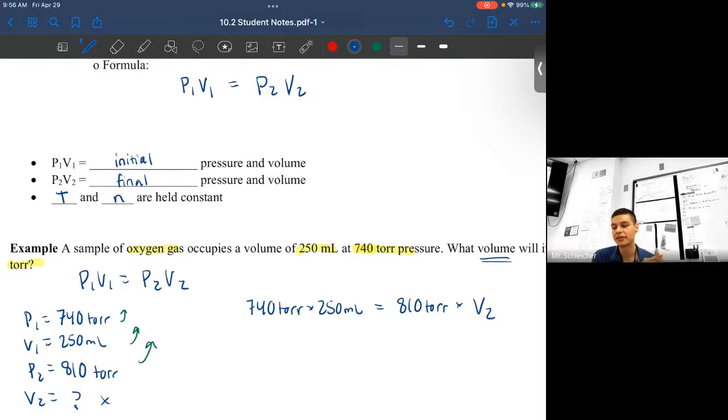So when we're solving for V2, how do we get V2 all by itself? You would divide. Exactly. So we would divide by 810 because right now it's being multiplied by 810. So we want to do the opposite of that. So let's divide that side by 810 torr. And that means let's divide the left side by 810 torr as well, which cancels out torr. And then that cancels out that whole 810 torr on the right side. And now we're left with V2 is equal to 740 times 250 milliliters divided by 810. So all we have to do is calculate that on the left side to get our answer.